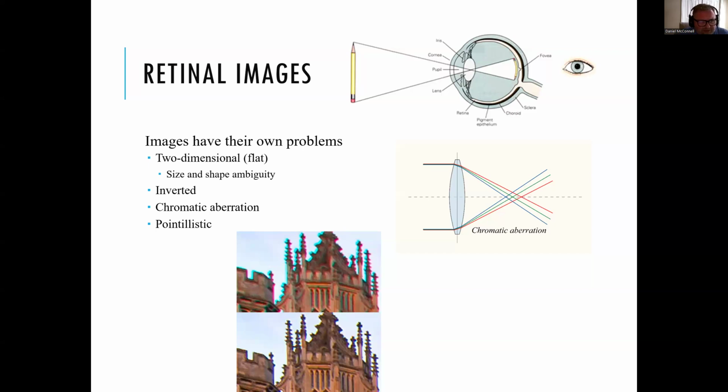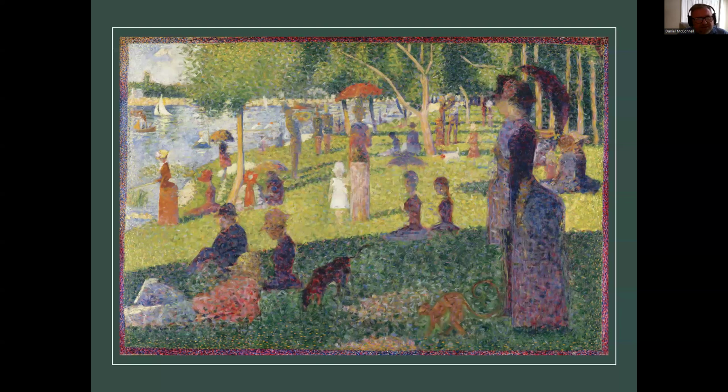And then what about the pointillistic? What does that mean? You ever heard of pointillistic art? That's what this is. This is a painting by George Seurat, if I say that correctly. And I'm blanking on the name of the painting, but nevertheless, it should be easy enough for us to identify what we're seeing here, right?